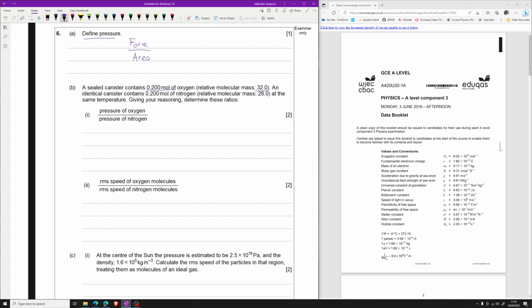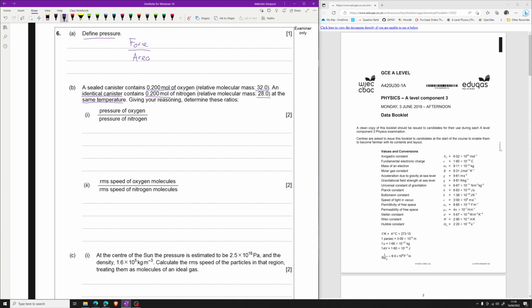Part B, a sealed canister contains 0.2 moles of oxygen, and we're given the RMM there. An identical canister, so identical canister implies the same volume, has the same number of moles of nitrogen, and we're given the RMM of nitrogen at the same temperature. Giving reasoning, determine these ratios. So pressure of oxygen divided by pressure of nitrogen.